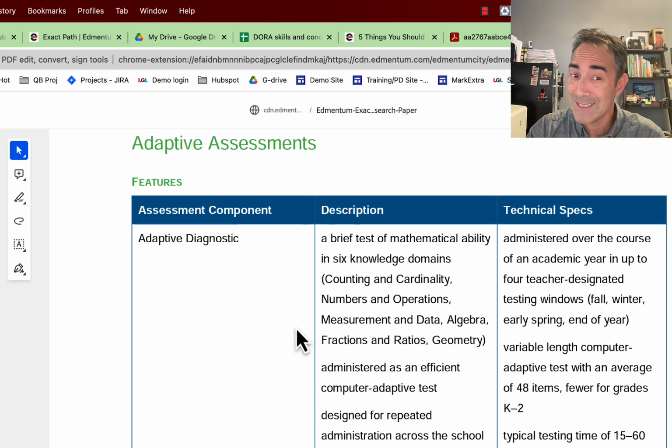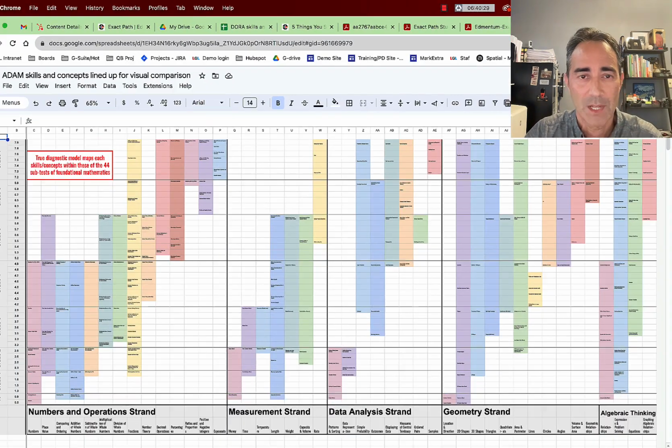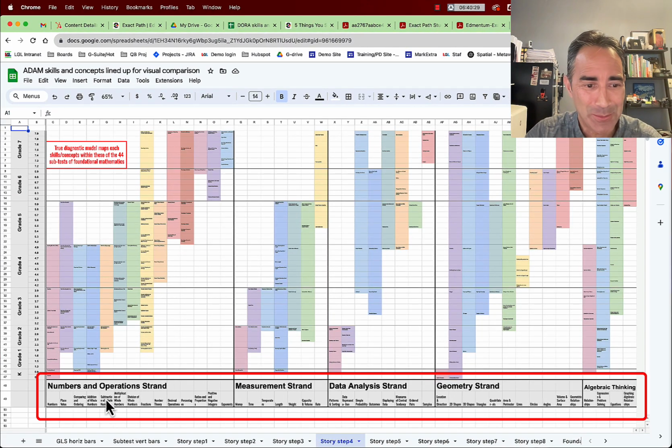Well, those 6 domains are considered summative. Numbers and operations is not a single skill, right? If we look at how math is broken up, I'm sorry for the tiny type, I will zoom in later, but this is how math is broken up. Here we see 5 major strands, and that's what we look at. It's very similar. I think NWEA looks at 4 strands, and Edmentum 6. They call them domains. We call them strands.